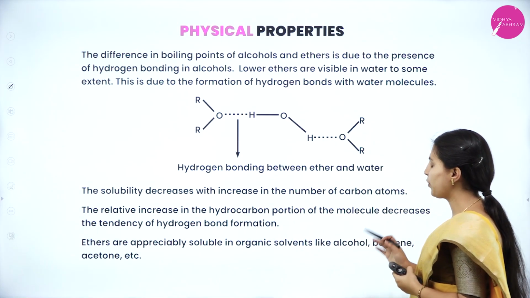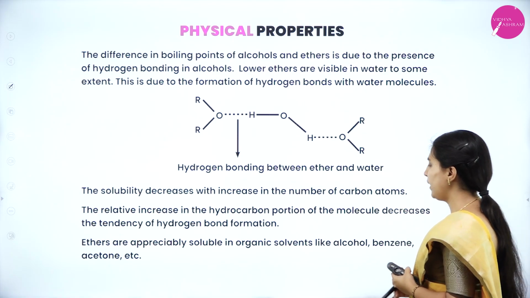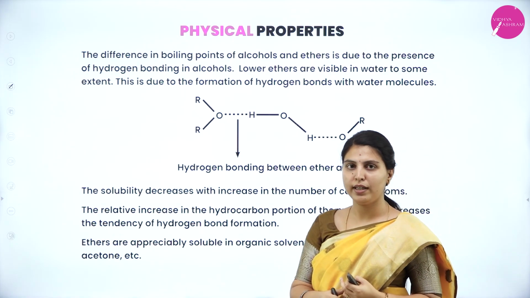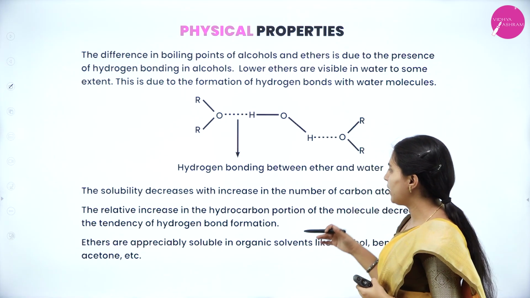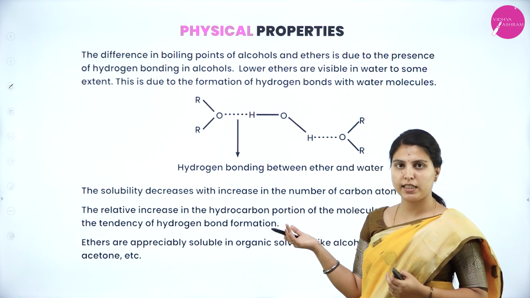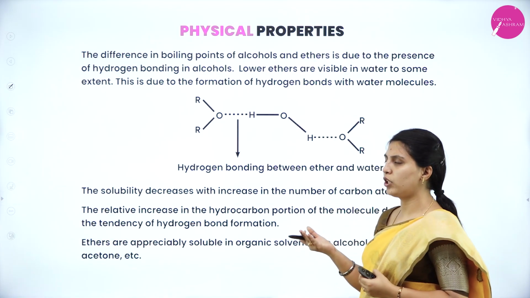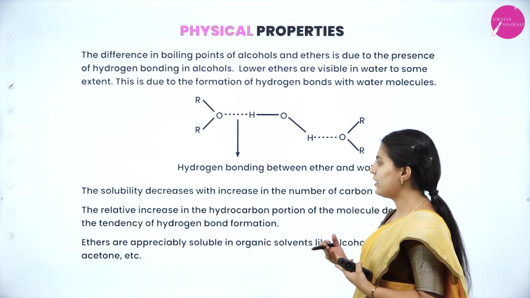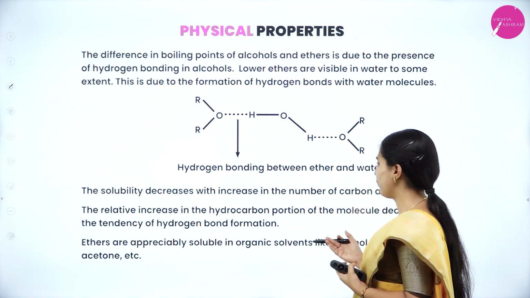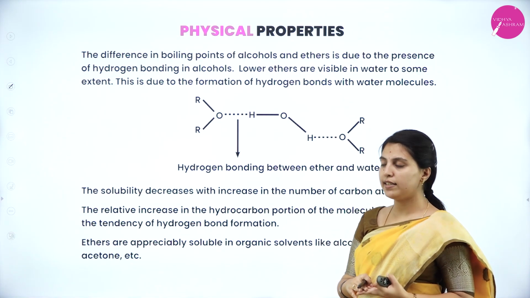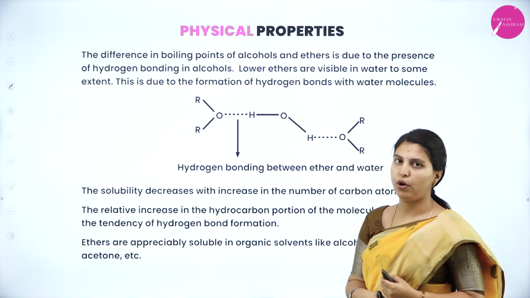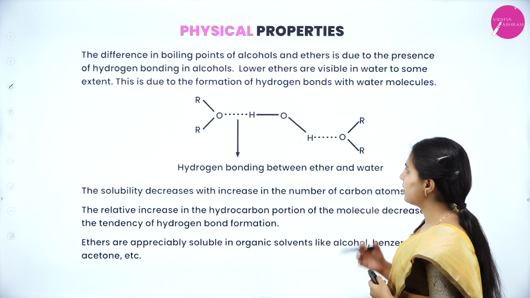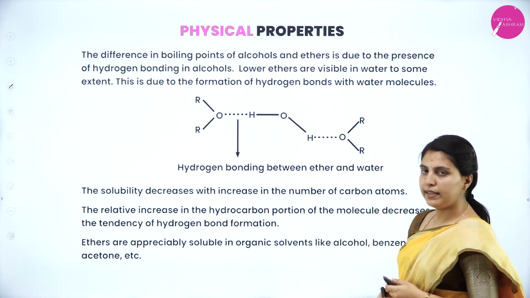Ethers are appreciably soluble in organic solvents like alcohol, benzene, acetone, etc. When the number of carbon atoms increases in ether, obviously the boiling point will increase and solubility will decrease, and the relative increase in the hydrocarbon portion of the molecule decreases the tendency of hydrogen bond formation. This is about the physical properties of ethers.